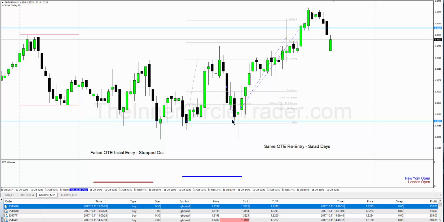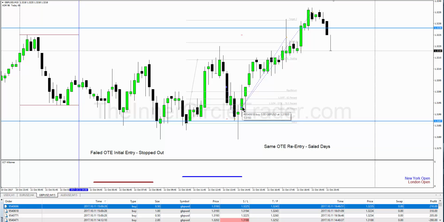Now look what's happened. I got the same price structure here in mind, and I'm entering right at optimal trade entry again, between the 62 and 79 percent retracement level. Now you're probably thinking, wait a minute, Michael, this is a break in that pattern, isn't it? Yes, but it has not changed my analysis. I still believe that we're going above previous day's high.